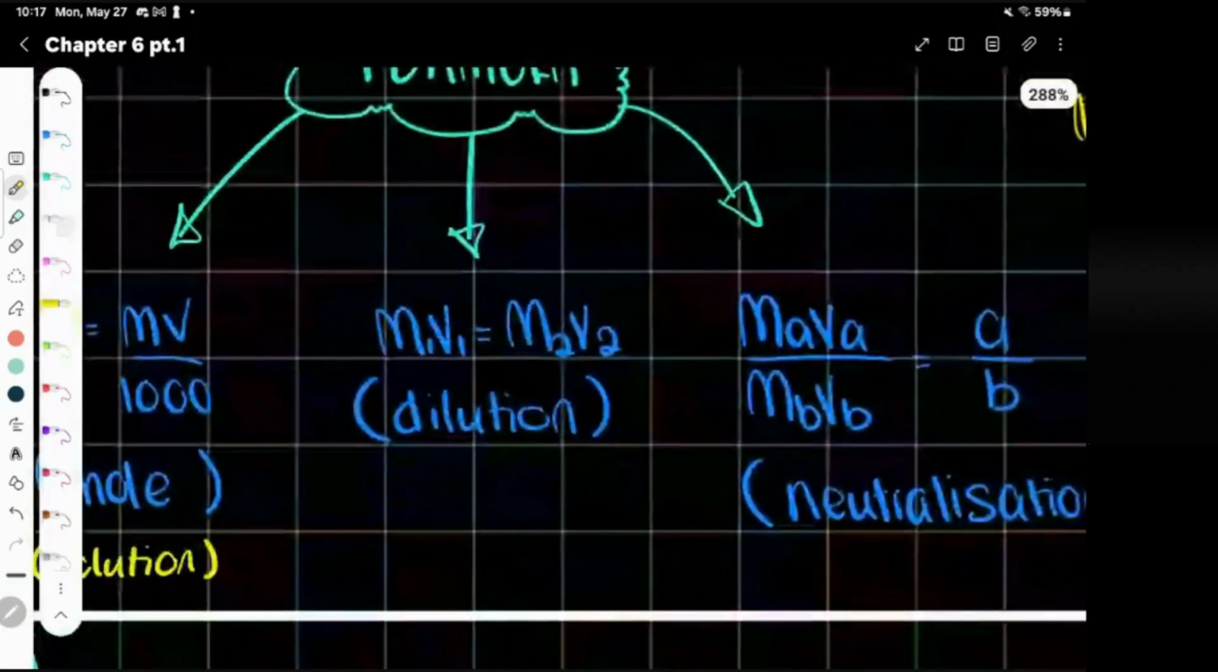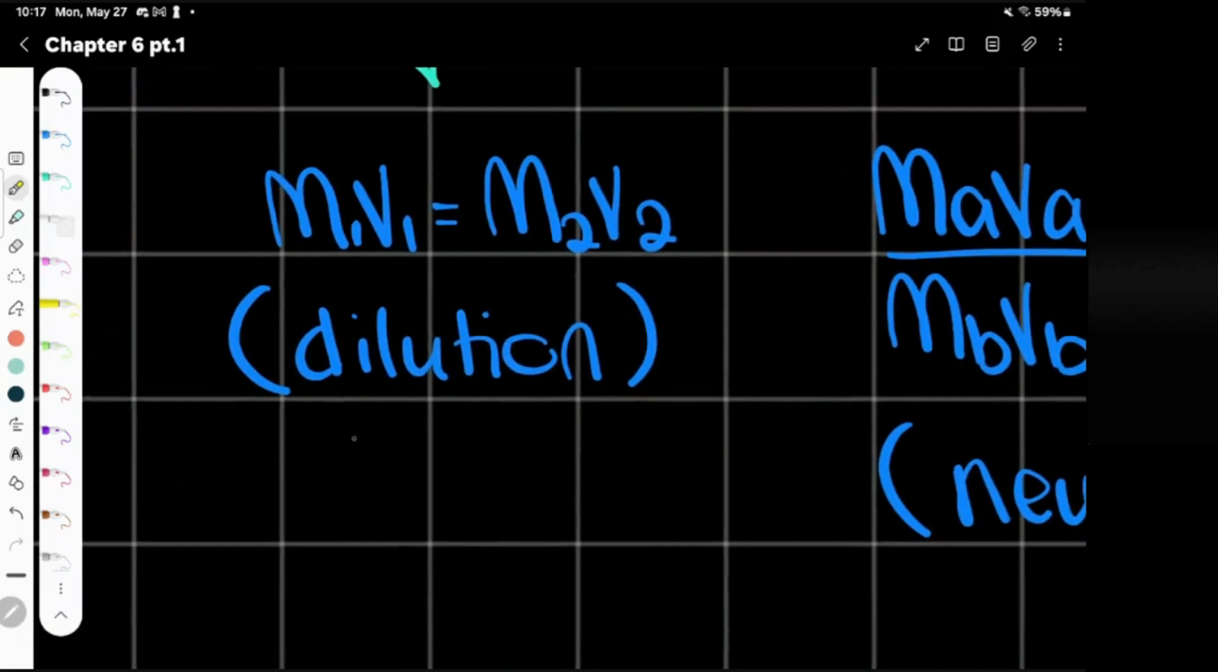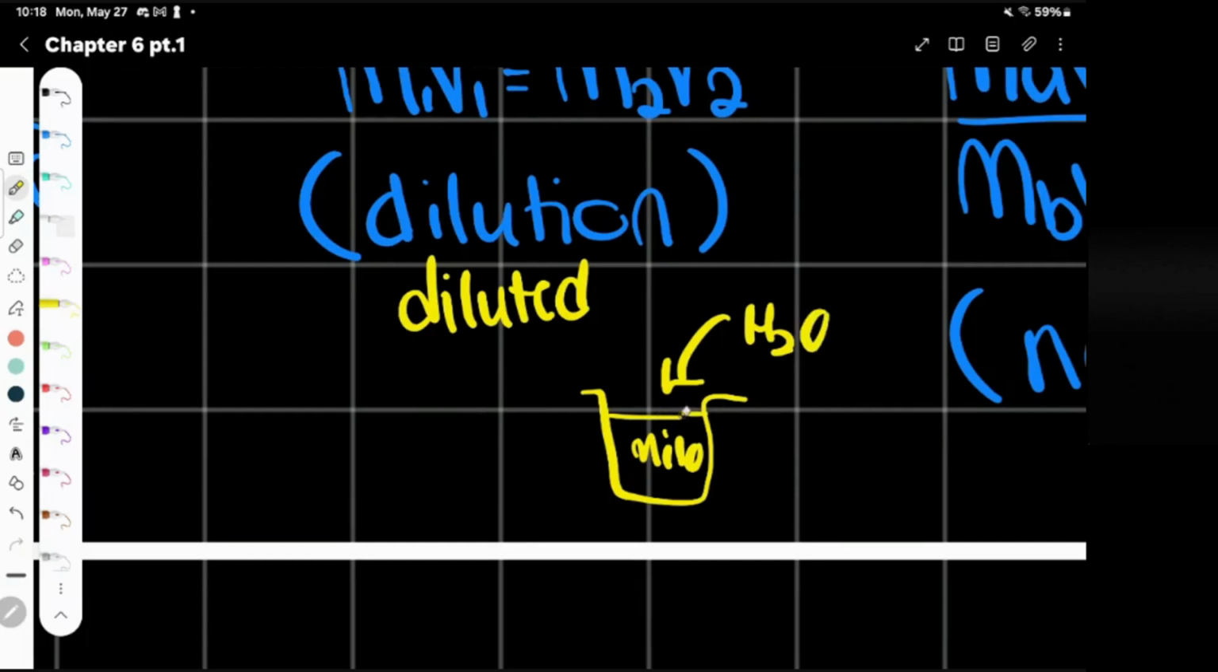Now let's talk about the dilution formula. Dilution formula is actually pretty easy. All you need to know is dilute. What does dilute mean? Dilute means you add water to something. For example, you have Milo, and you add water to it. Is the Milo going to be diluted? Of course, because you add more water, so it's going to have a more watery flavor. That is the meaning of diluted.